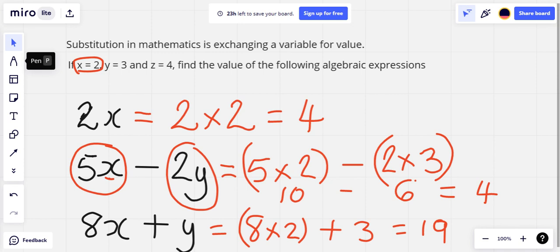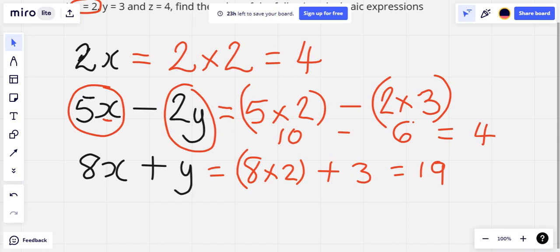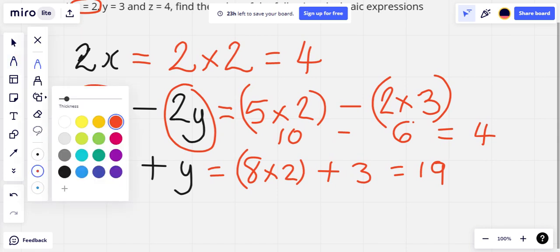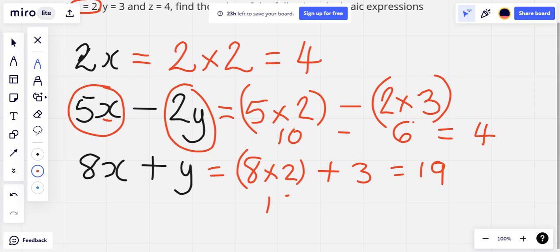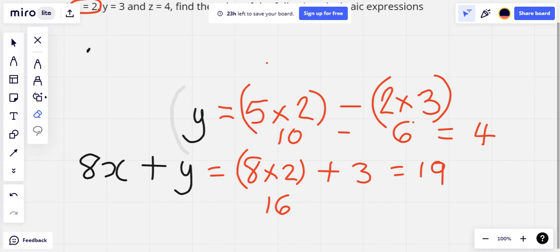Let me just bring up that page for you because I want you to see it. All right, so we have here 8 times 2 is 16. Make sure you know your timetable. Plus 3. 16 plus 3 is equal to 19. All right, so let us do another example. Let me just erase for you, and we do another example together, okay?